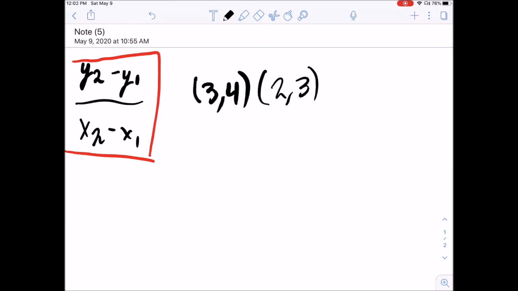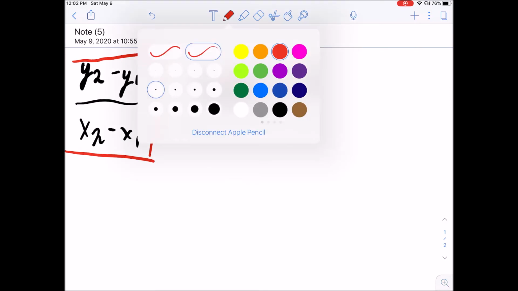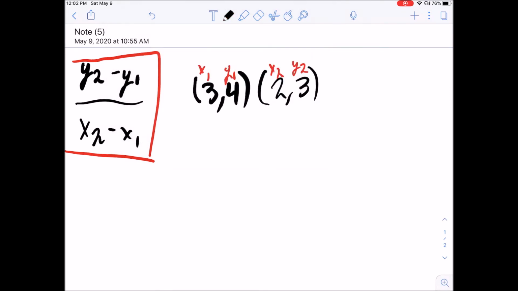Alright, so now we have. What I would do first if you're just starting is to label these. So this is y2, this is y1, this is x2, and this is x1. Alright, so when we know that, what we could do now is plug those values into the formula here. So we'll put y2, 3, minus y1, which is 4, over x2, which is 2, minus x1, which is 3.